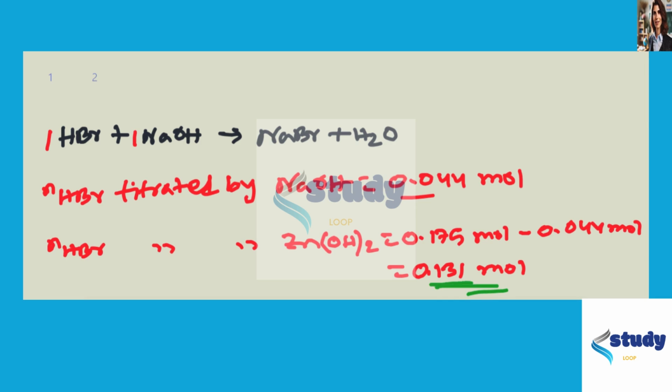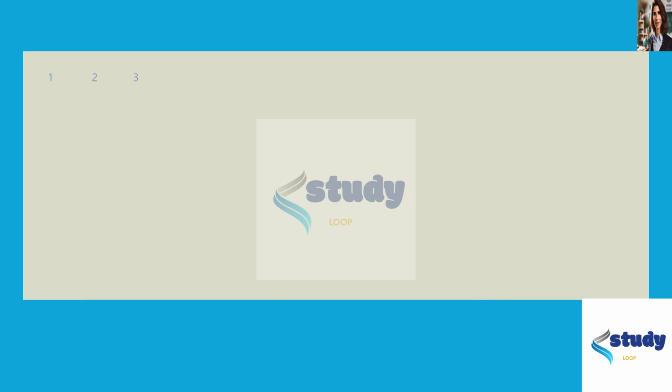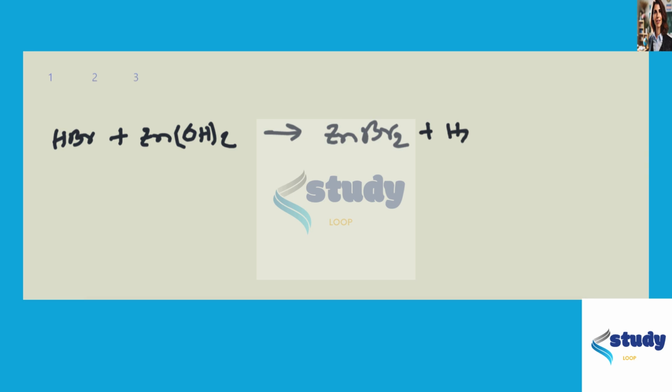From this number of moles of HBr, using the balanced equation with zinc hydroxide, we can find the number of moles of zinc hydroxide which is added. The balanced equation will be HBr plus Zn(OH)2 will react to give us ZnBr2 plus H2O. If you want to balance it, you have to put a 2 here, and yes, the rest is balanced.